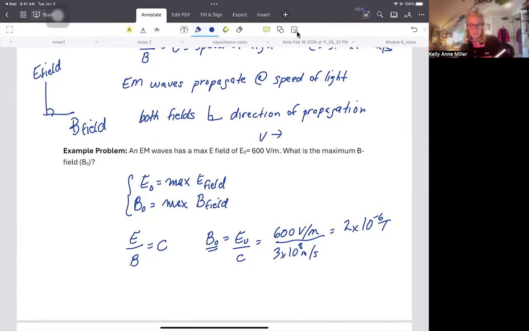Something to notice here, which I think is interesting, is that the B field is much smaller in magnitude than the E field, and that's typical.